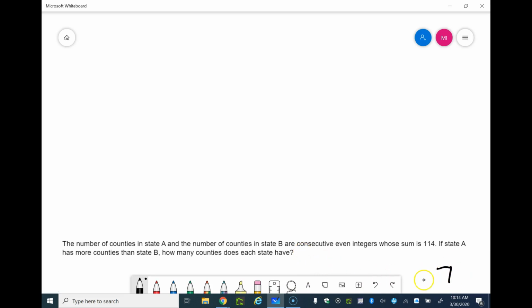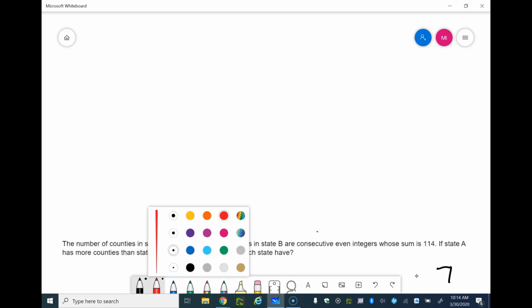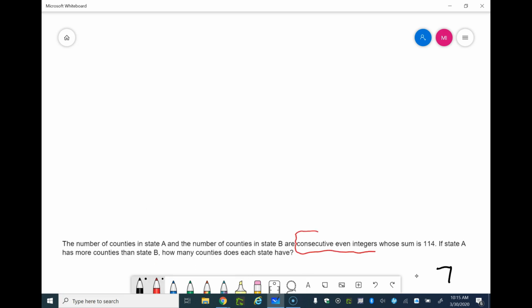This is also from section 7. We have the number of counties for state A and the number of counties for state B are consecutive even integers. So let's stop right there. The part here, consecutive even integers, is what we've got to talk about, because I think in your book as you're reading, it'll say consecutive even integers and also consecutive odd integers. So let's go through this to make sure you understand it. This is another key thing, making sure you understand everything in the word problem before we get started.